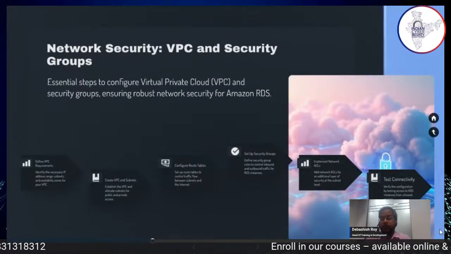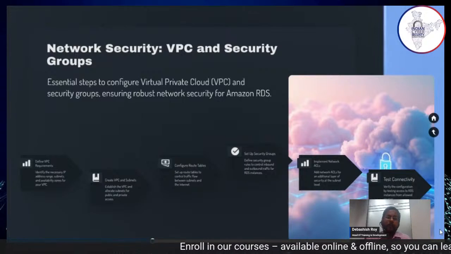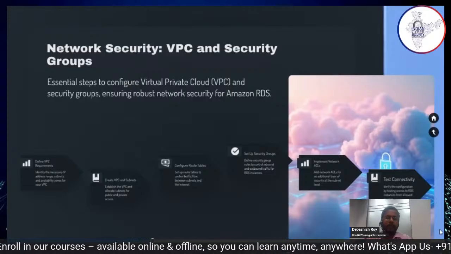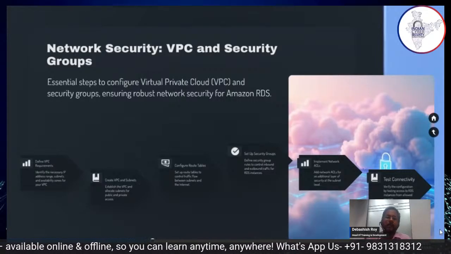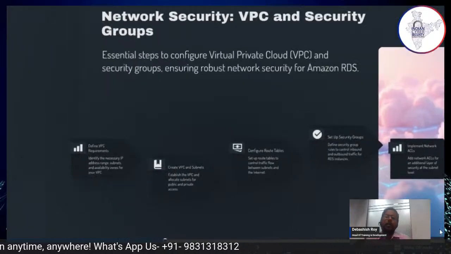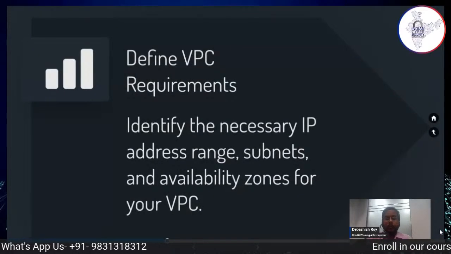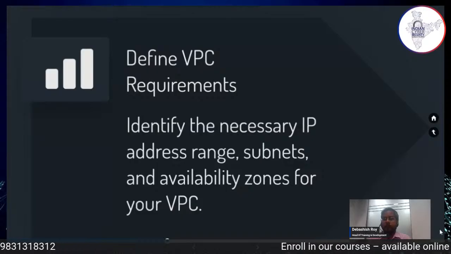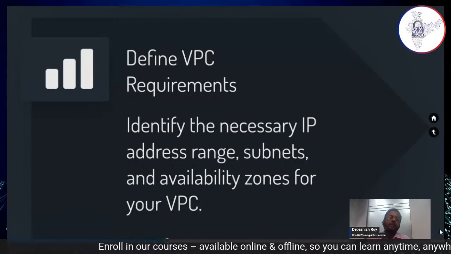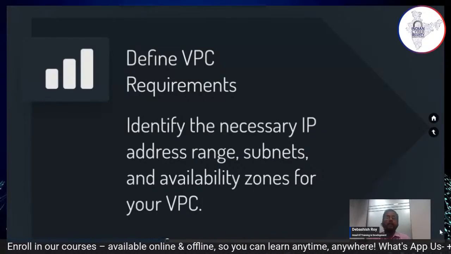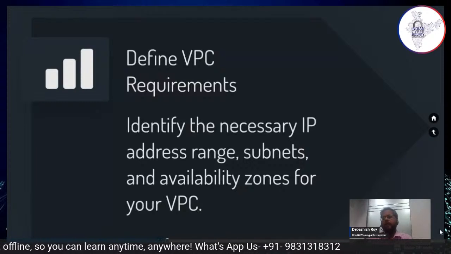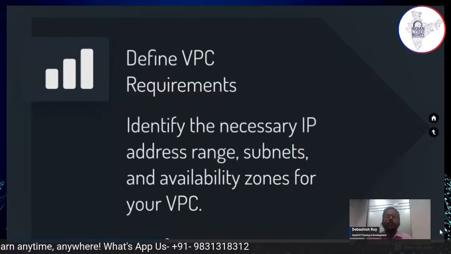Then network security, you have to set up the VPC and the security groups. It is essential that we configure the virtual private cloud, that is the VPC, and security groups, and it ensures robust network security for Amazon RDS. You have to define the VPC requirements, so you can use the default VPC or you can customize the VPC. Identify the necessary IP address range, subnets, and availability zones for your VPC. So you can use whatever is offered by Amazon, or you can also choose your own address space.